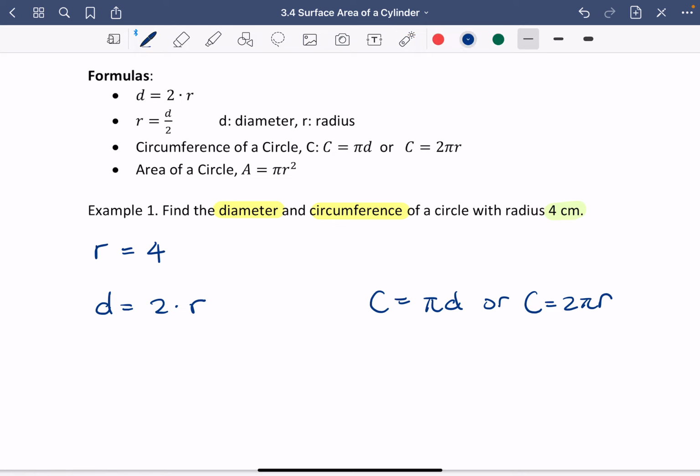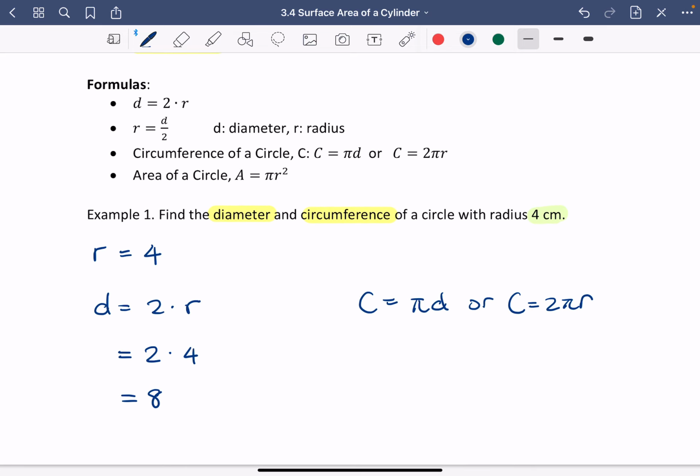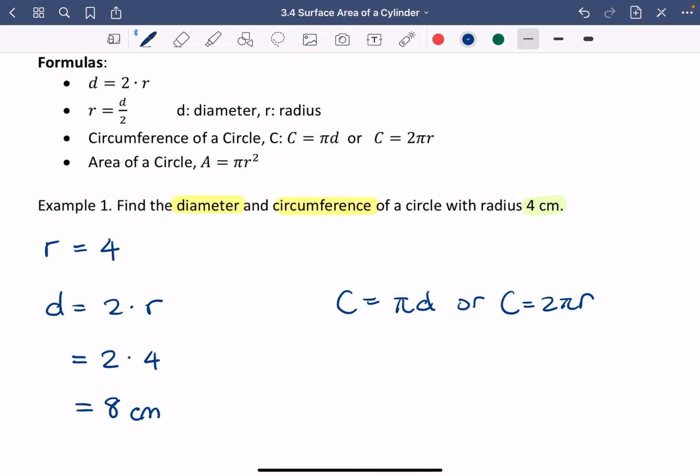So to find diameter, it's 2 times r, and r we know already is 4. So 2 times 4 is 8. And remember, because it's the diameter, it has a unit. You can't just leave the answer as 8. You have to put down the unit as well, 8 centimeters.